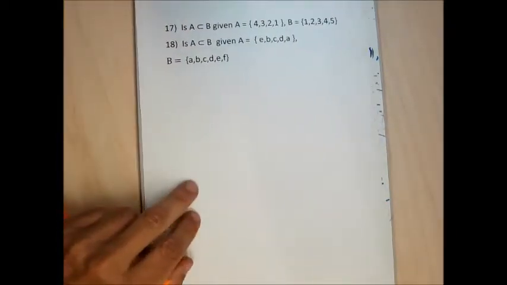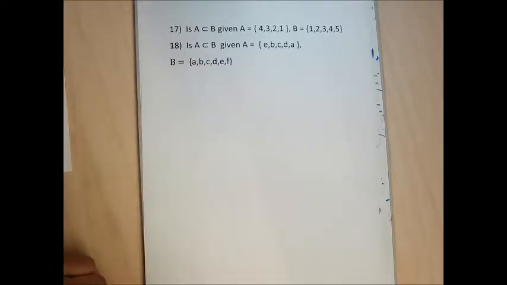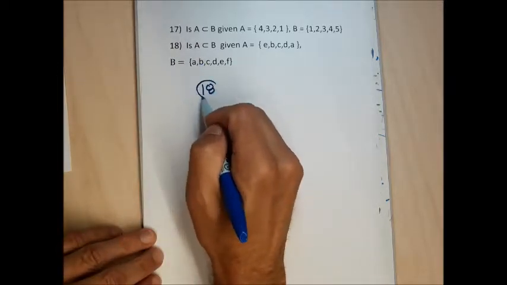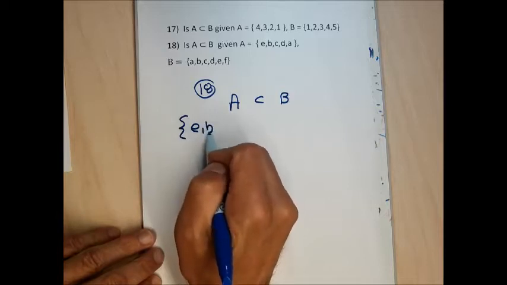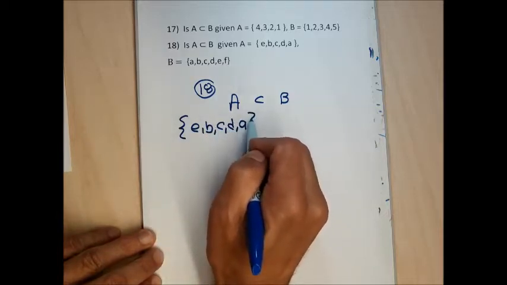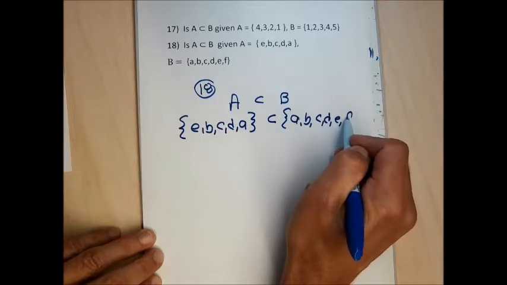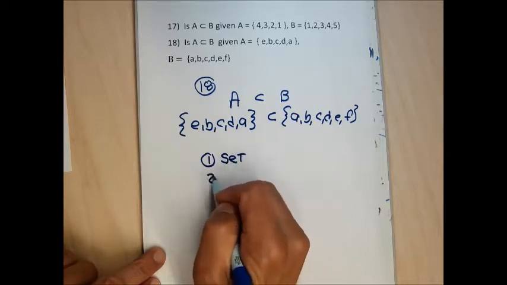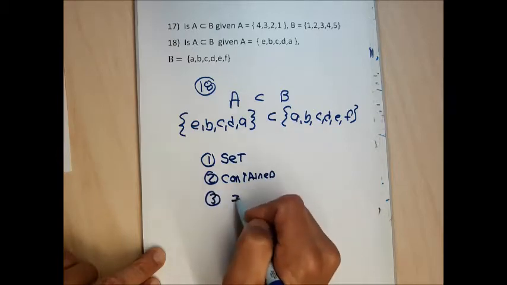All right, one more, then I think I'll break this into a part 2. So for 17 and 18, we're given sets A and B, and we're asked to see if they're proper subsets. So for 18, is A a proper subset of B given A is a set containing E, B, C, D, and A, and B is a set containing A, B, C, D, E, and F. So let me see. I need 3 criteria for a proper subset. I need it to be a set, I need it to be contained, and I can't be equal.